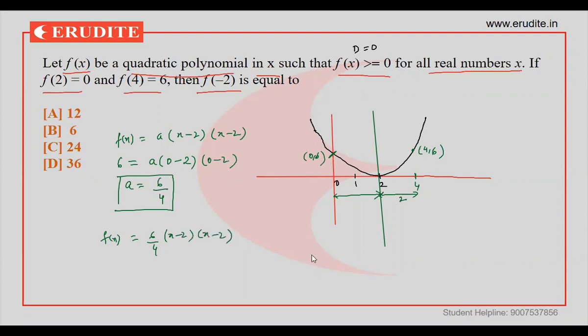Now we have to find out the value of f minus 2. So f minus 2 will be coming how much? 6 by 4 into minus 2 minus 2 into minus 2 minus 2. It will be 6 by 4 into 16, which is nothing but 24.